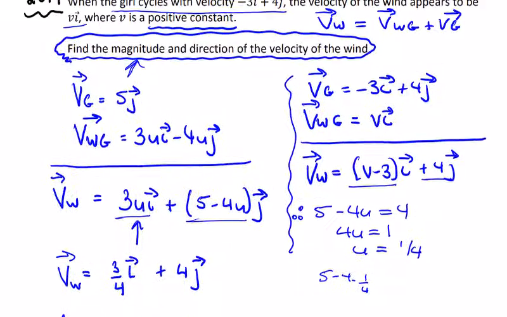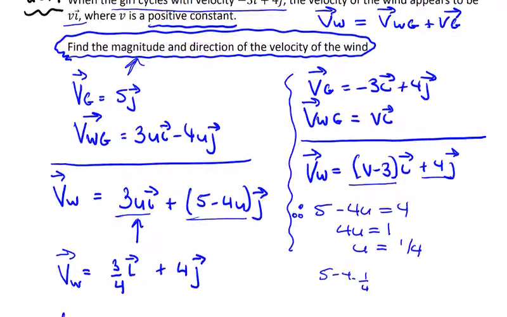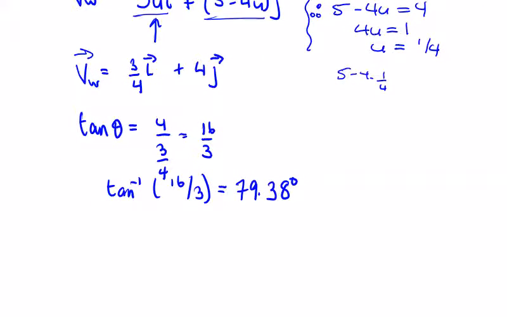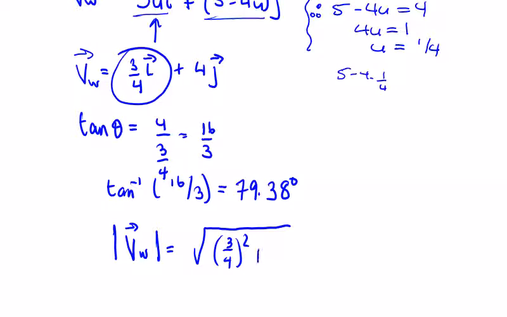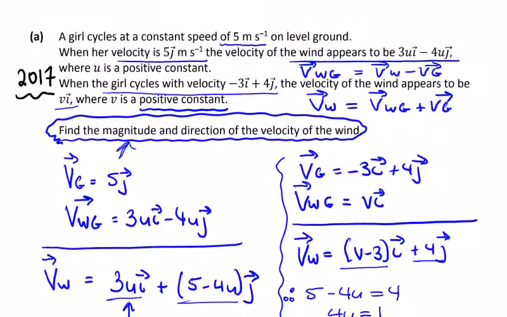What direction is it going in, or did they just ask the magnitude and direction? So we got the magnitude first. So the magnitude of the velocity of the wind is equal to the square root of 3/4 squared plus 4 squared, 9 over 16 plus 16, getting the square root of, is 4.07 meters per second.